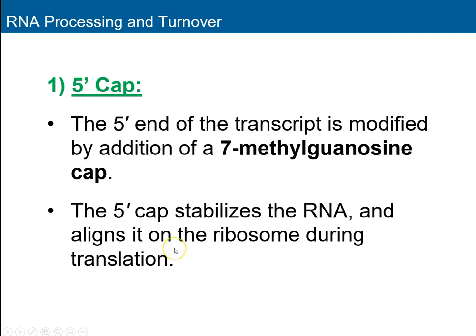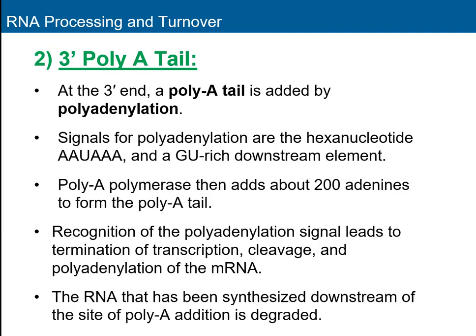Okay, what is the function of that 5' cap? And you probably should write this in your review sheet, is that it will stabilize the RNA. It will also help align it on the ribosome during translation. That 3' poly A tail, right? All right, this is just giving you a little bit about the mechanism. You don't have to worry about that.